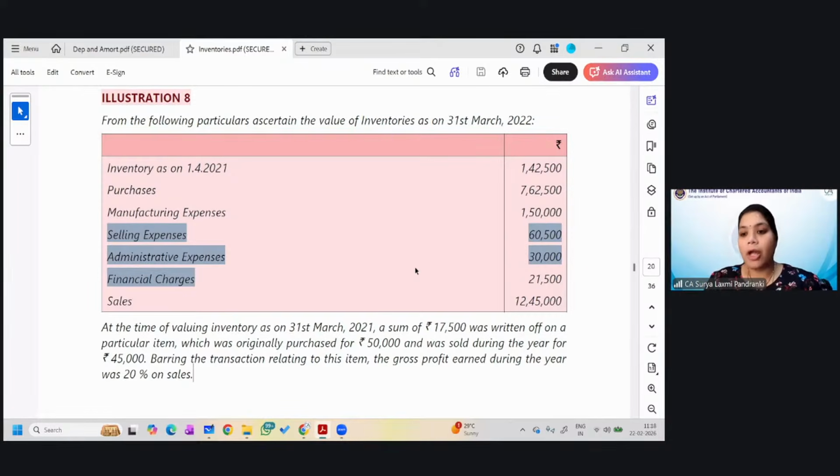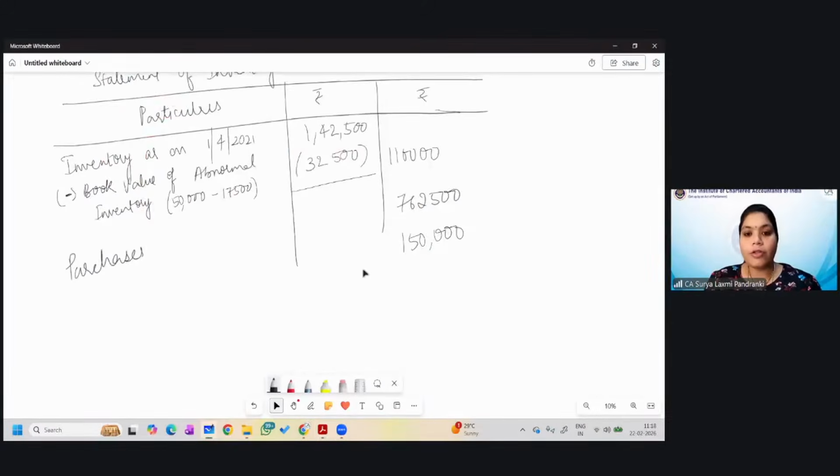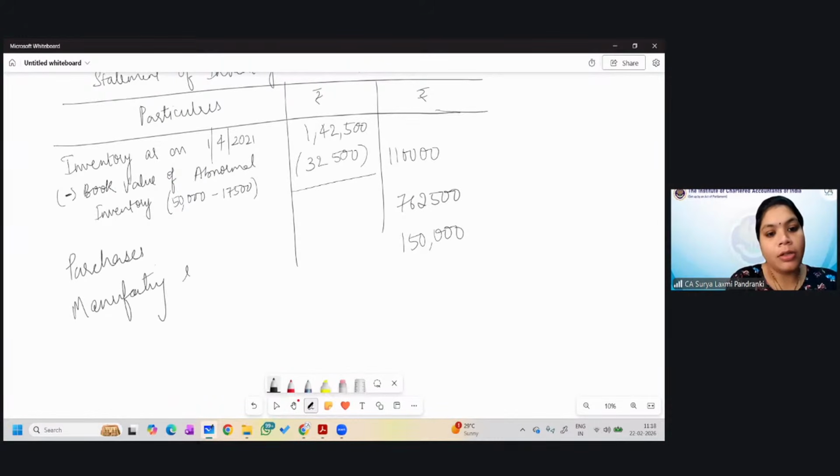It is not used in production. Main thing, it is not used in production. Only production expenditure, direct expenses, have to be included. So these three will not be added here. We are not going to take all other expenditure, only manufacturing expenses is taken, which I have already taken. Right, now this is done.